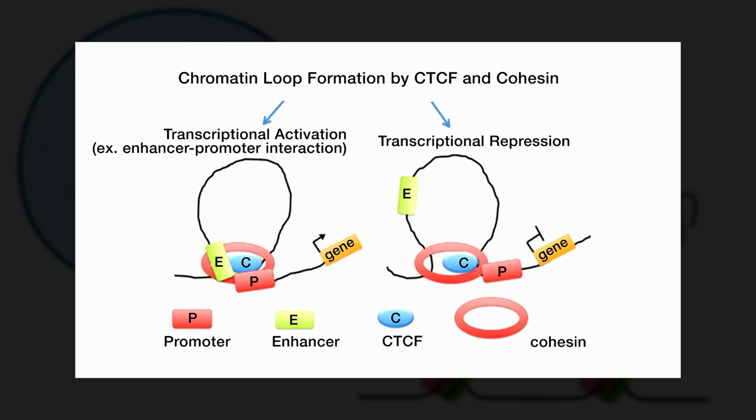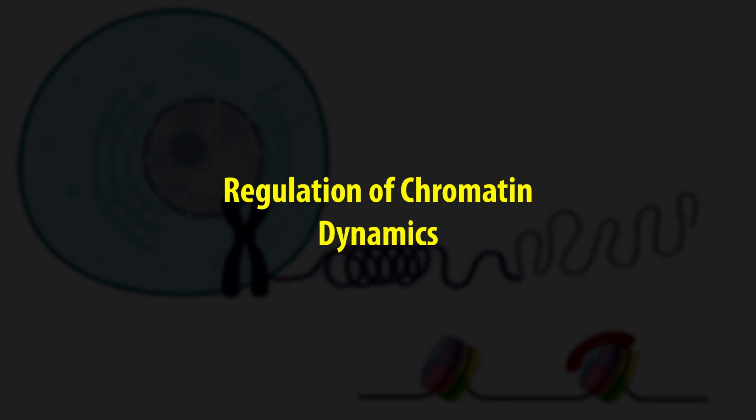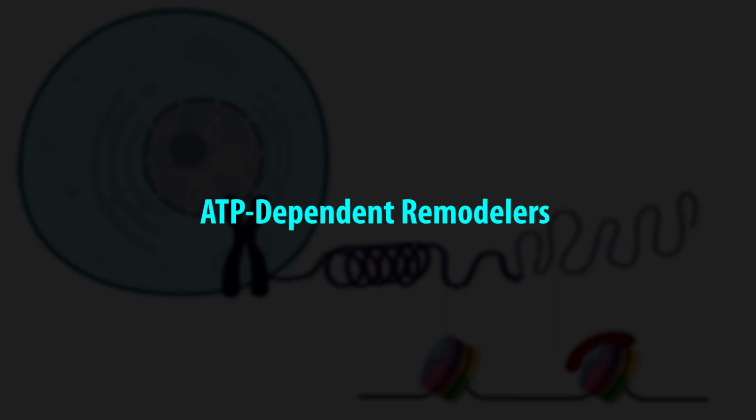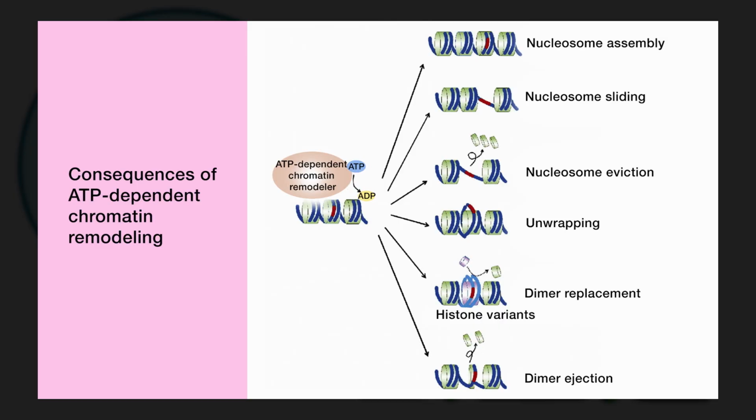a long-range chromatin communication. Now, we will see the regulation of chromatin dynamics. Chromatin dynamics refers to remodeling, modification and accessibility changes that regulate gene expression. This is orchestrated in many ways, such as ATP-dependent remodelers. Adenosine triphosphate or the ATP-dependent chromatin remodeling complexes are molecular machines that use ATP energy to alter nucleosome positioning, composition or structure, thereby modulating chromatin accessibility.